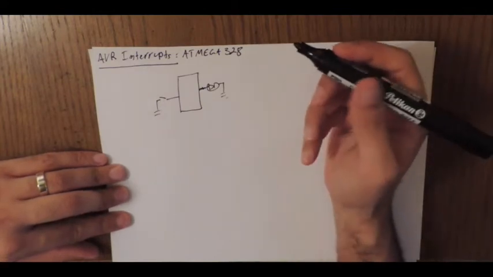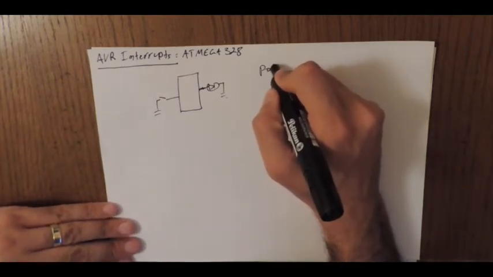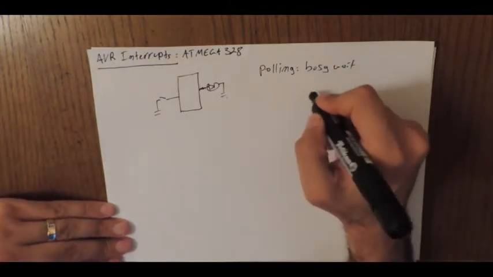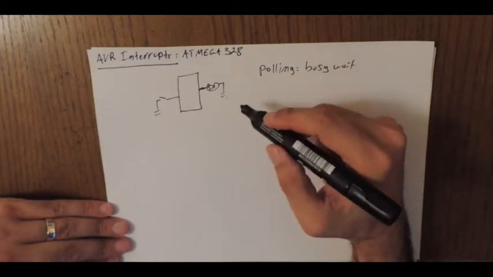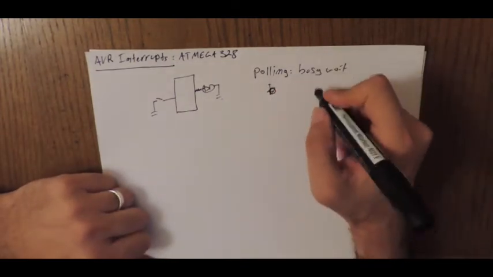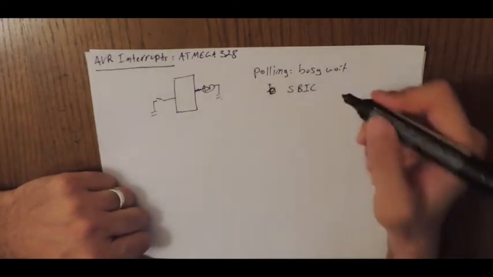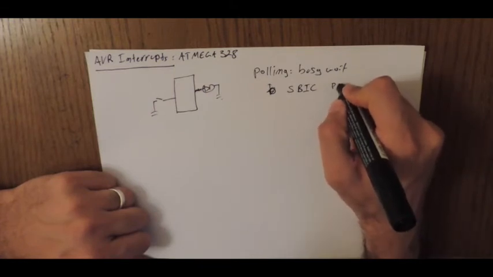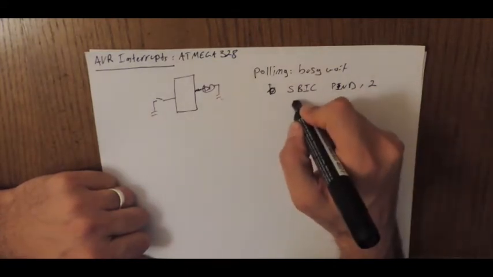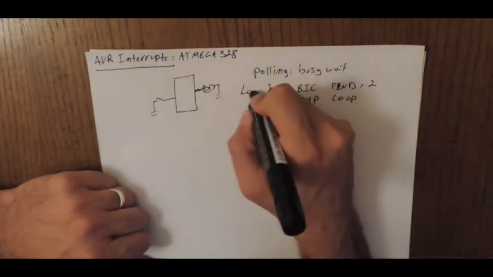The way that we know how to do it till now is using a technique called polling, which means busy wait. The code is stuck in a loop waiting for the input to go low. So I need to test for this bit. I use something like SBIC on pin D2, and then I go RJMP loop, and this is loop.